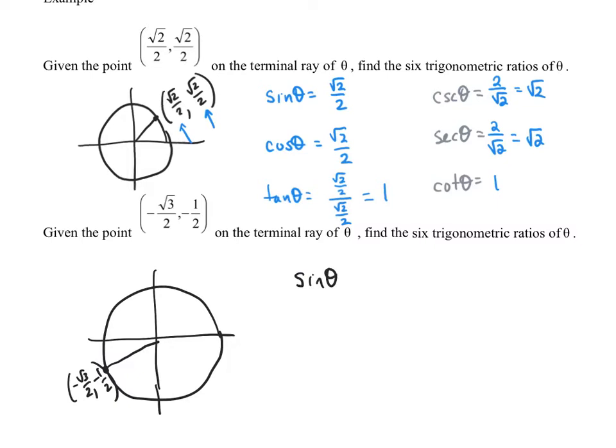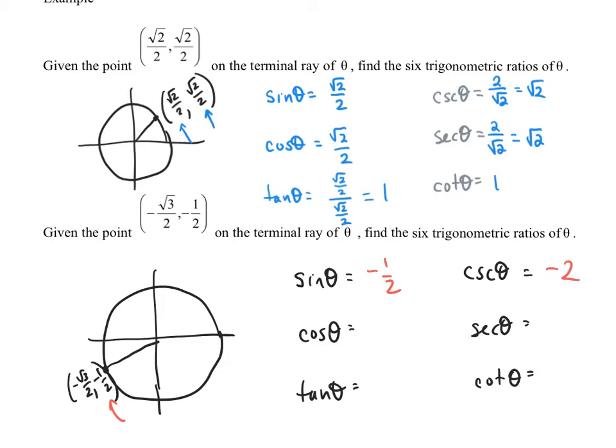So I want to find the sine of theta, the cosine of theta, the tangent of theta, and then I'll find its reciprocals, the cosecant, the secant, and the cotangent. So the sine is the y value. The y value is -1/2, so that's the sine. So cosecant's going to be -2. The cosine is going to be the x, so that's going to be -√3/2. So the secant is going to be -2√3/3. And the tangent is the y divided by x.